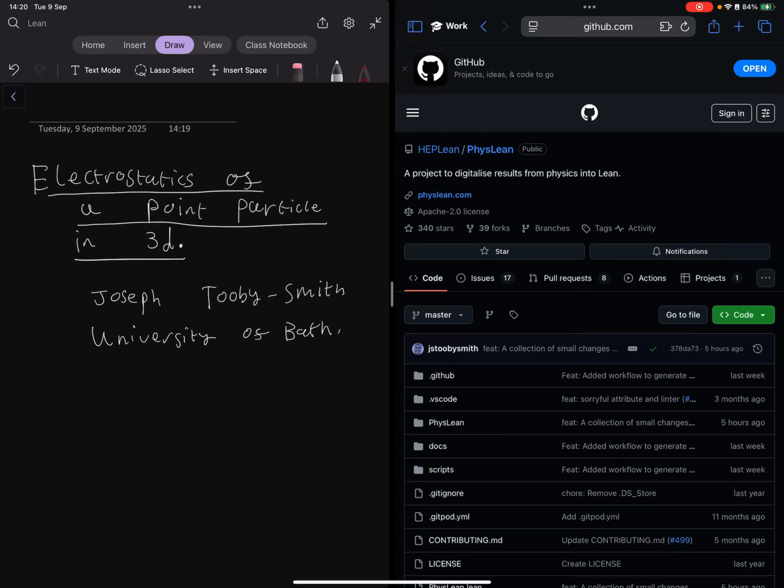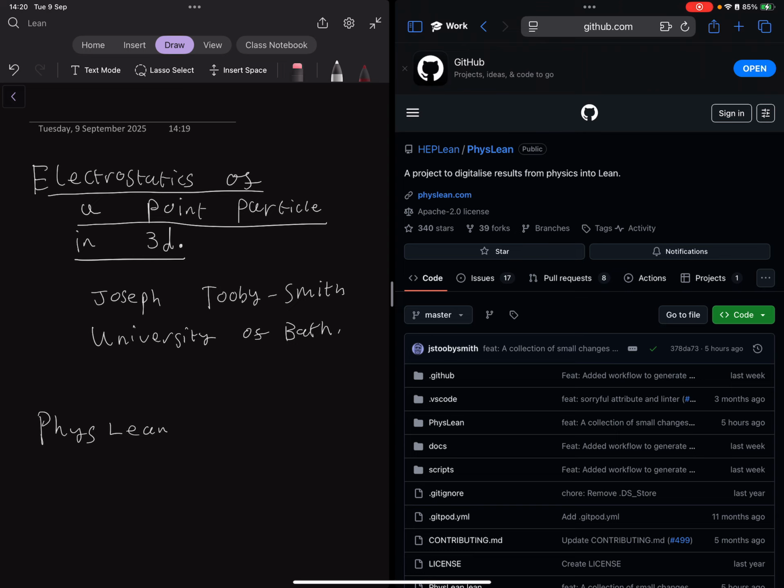So in this video, I'm going to go over the electrostatic properties of a point particle in 3 dimensions. And I'm going to show you basically how this result is digitalized or formalized into this project called PhysLean. So PhysLean is a project to formalize physics into this interactive theorem prover called Lean.